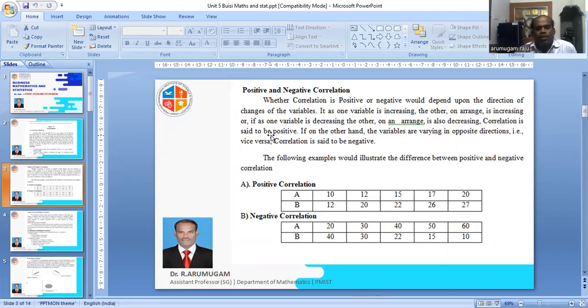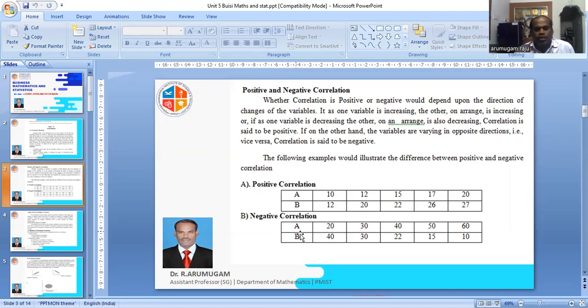Positive correlation is nothing but, if one variable is increasing and the corresponding other variable is also increasing, that means both x and y are in the same direction, right? See this example for positive correlation. Here the values of A are increasing: 10, 12, 15, 17, 20, and the corresponding B is also increasing: 12, 20, 22, 26, and 27. Therefore, here both A and B are in the same direction, so the given correlation is said to be positive.